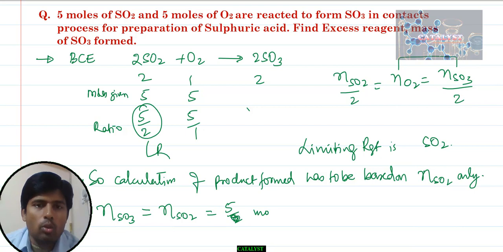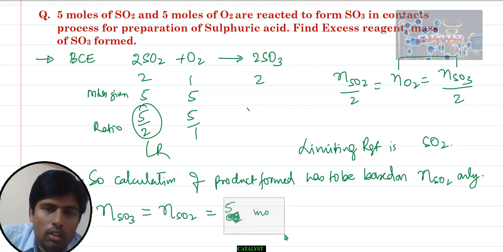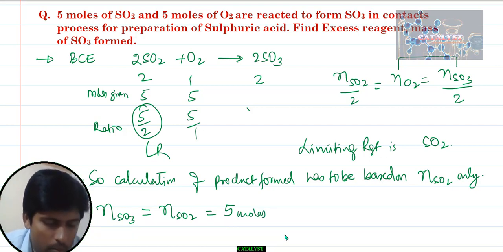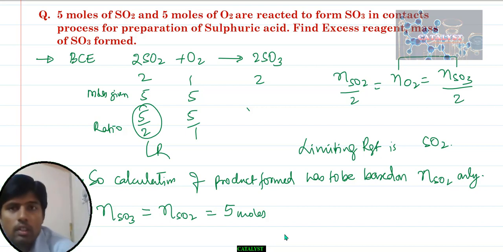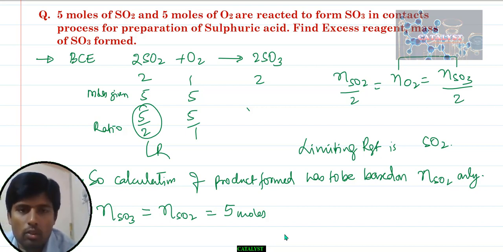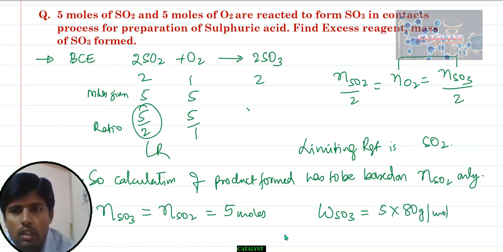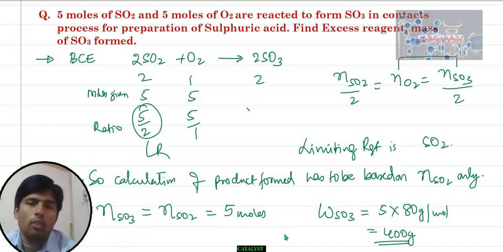Sorry, 5 moles. It's actually total. Whatever is used, whatever is given will react. So total 5 moles of SO2 will react. They have asked the mass of SO3 formed. So W of SO3 is equal to 5 into 80 grams per mole, because 80 is the molar mass of SO3. So 400 gram of SO3 is formed.